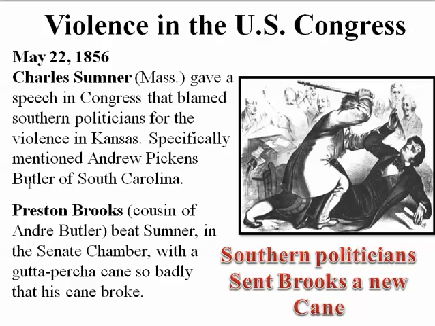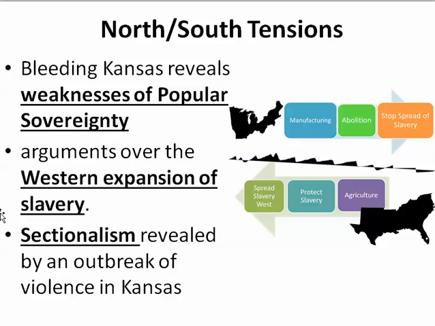Now, Preston Brooks is going to be censured and he's going to be removed from Congress, but he's going to win his re-election. He's going to come back. When he comes back, Southern politicians throughout the South get a bunch of these canes and send them to him as a gift. So we see here that this Bleeding Kansas is going to reveal the violence there.